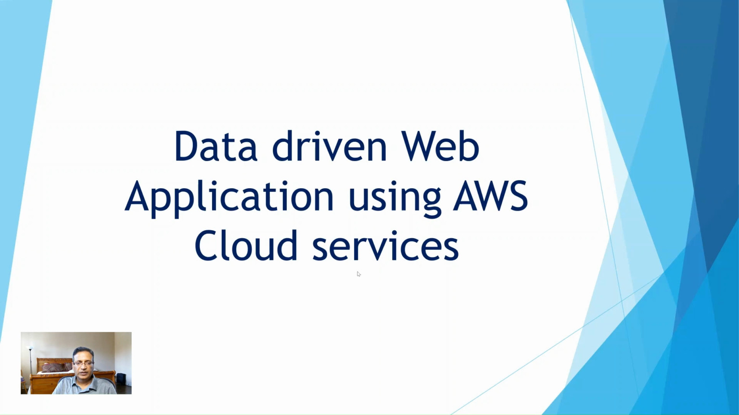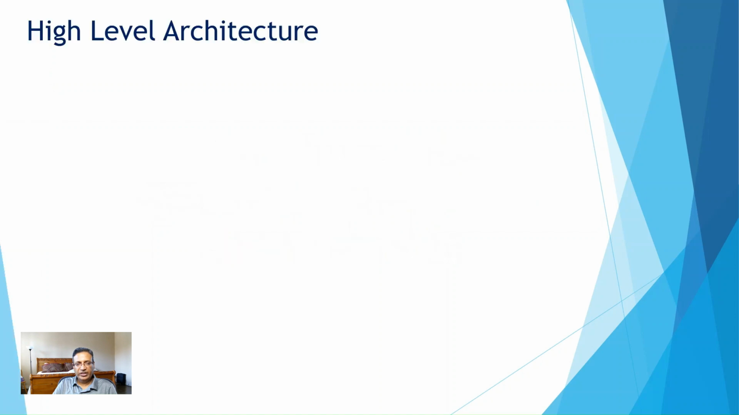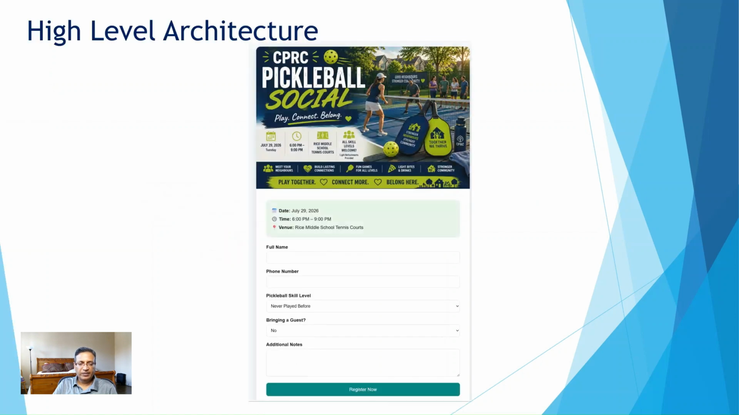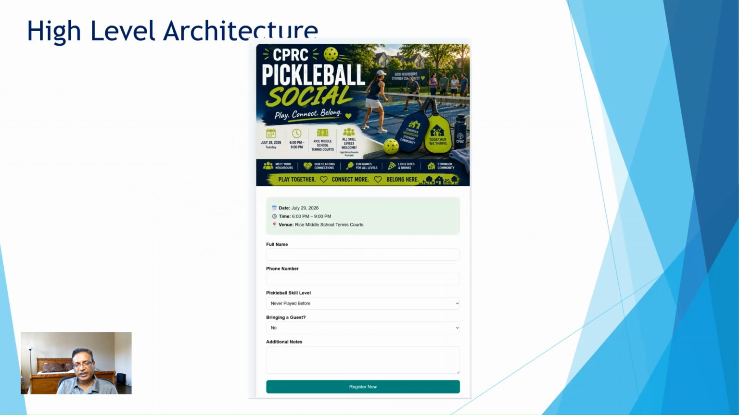All right, so we'll continue our journey on building a data-driven web application on AWS using AWS cloud services. The use case that I'm trying to build is an RSVP type web page where participants can go in and share their availability, their skill level, things like that for a particular social event. This one I'm thinking of as a pickleball social.